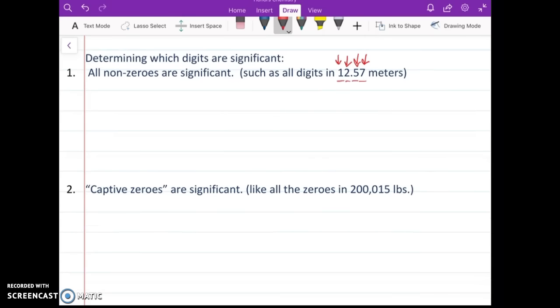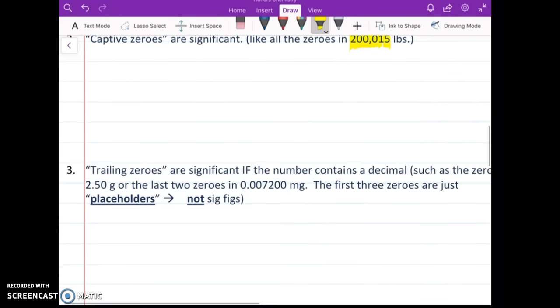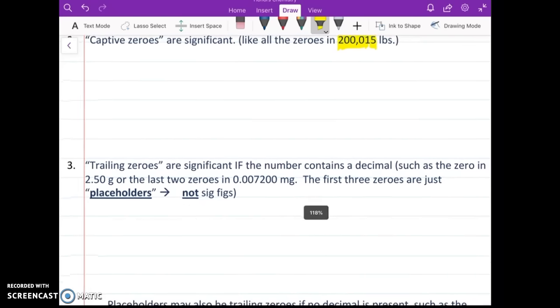All right, the next rule says that captive zeros are significant. So if I have 200,015 pounds, we still would say that the non-zeros are significant, the 2, the 1, and the 5, but we call these guys captive zeros or trapped zeros. And so those would be significant as well because they're surrounded by non-zero digits. Okay, so the next rule for what is significant, these things called trailing zeros are significant.